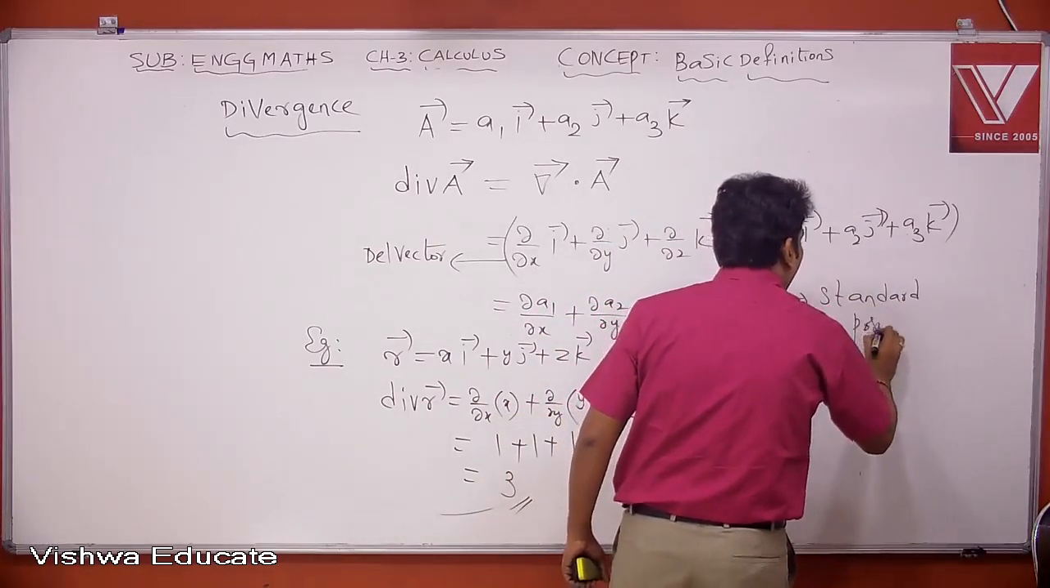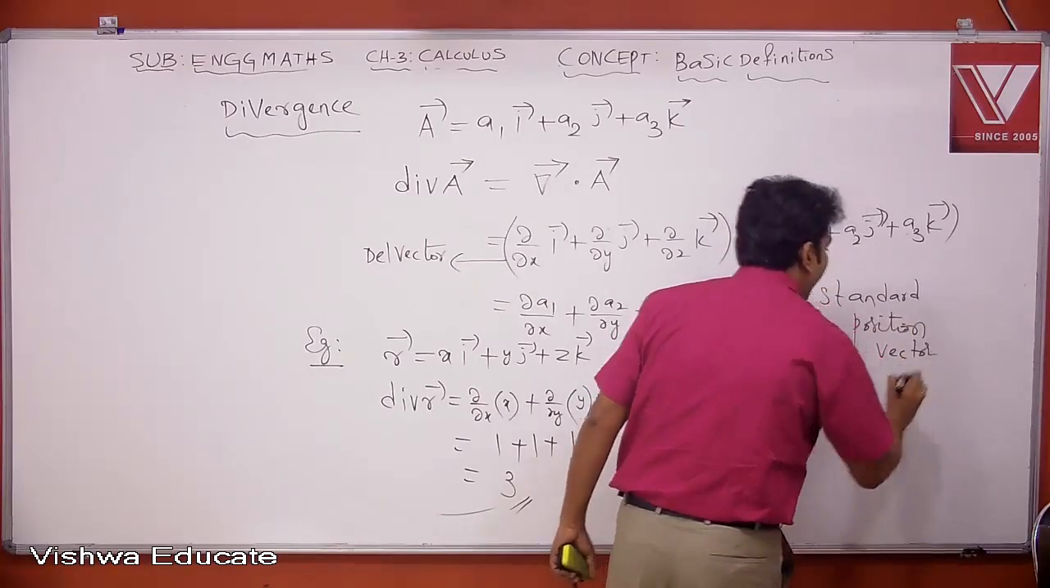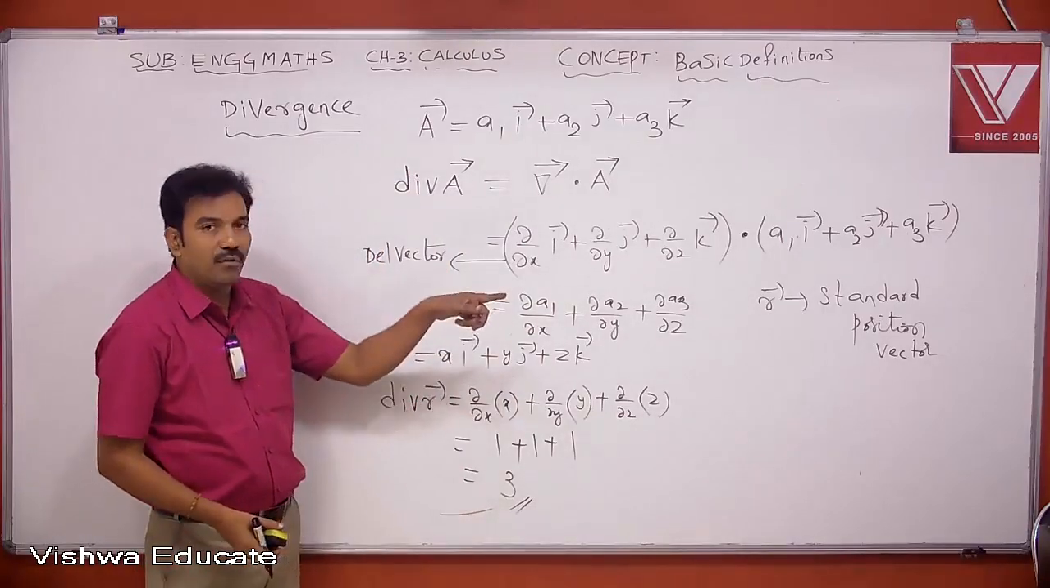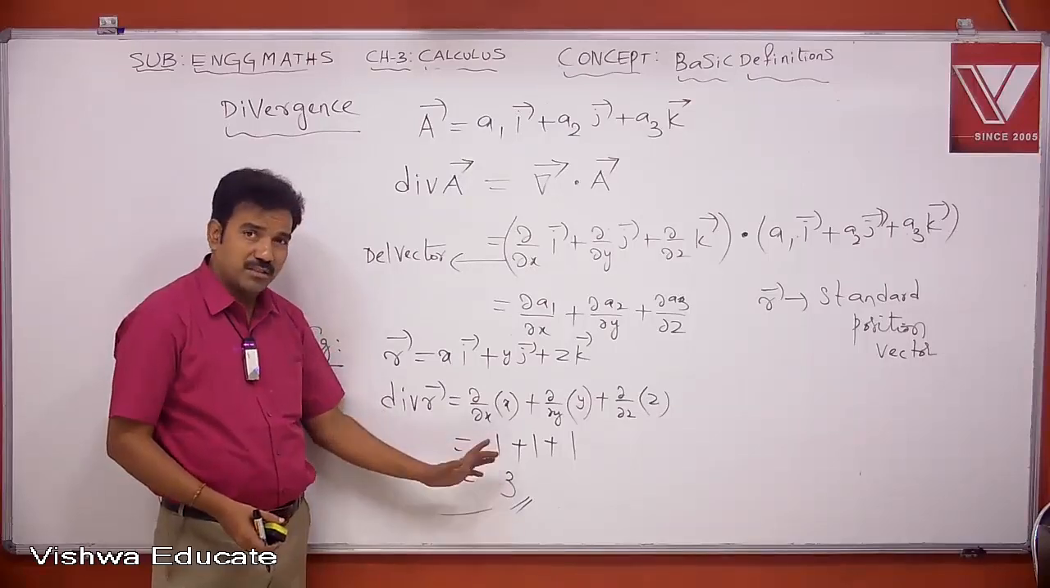R bar is called a standard position vector, which is very useful and very powerful in the analysis of line integrals. So the divergence of r bar is 3. This is very important. Okay.